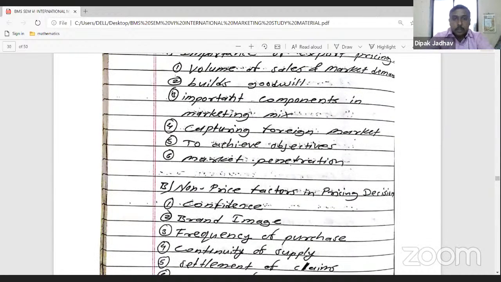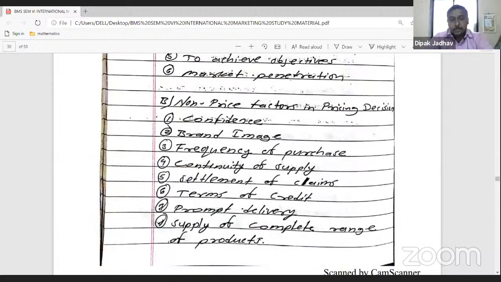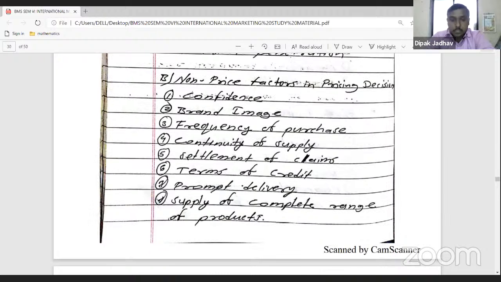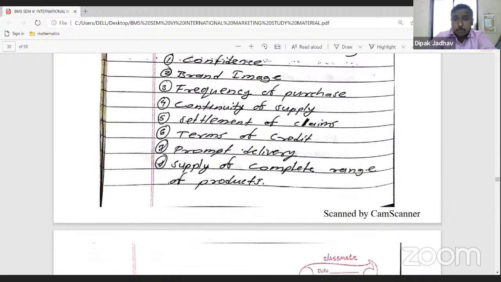Then non-pricing factors in decisions, such as confidence, brand image, and frequency of purchase. When a product is not frequently purchased, like JCB machines, Caterpillar machines and other big machines, it is not bought on a regular basis. In such cases of infrequent purchase, exporting is a much better option for making pricing decisions. Then continuous supply, settlement of claims, and terms of credit. With proper documentation, there is no single loss, with the help of insurance, then prompt delivery and supply of the complete range of products.